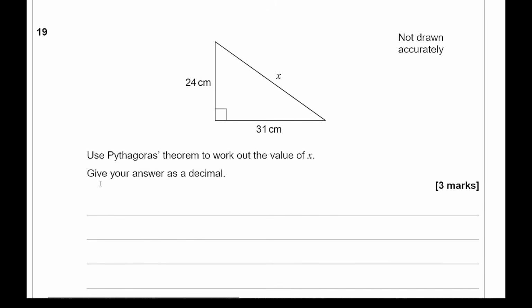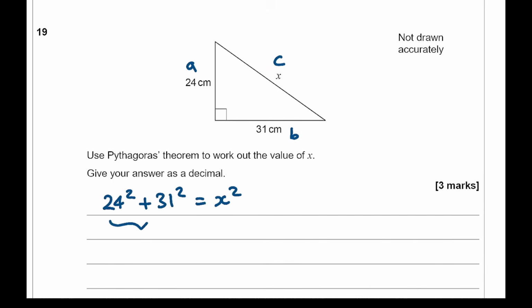Moving on to question 19, it says use Pythagoras' theorem to work out the value of x. Give your answer as a decimal. So using Pythagoras, the first thing you want to do is label your triangle correctly, where x is going to be c in this case. So here I've got 24 squared plus 31 squared equals x squared. Type this all into your calculator, in which you should get 1537 equals x squared. So x is going to equal the square root of 1537.